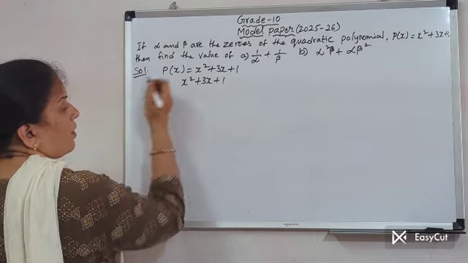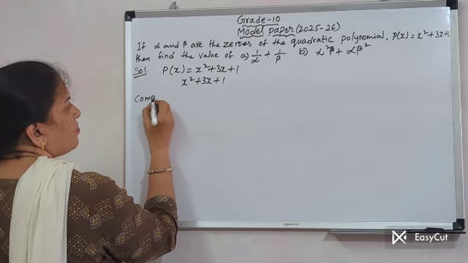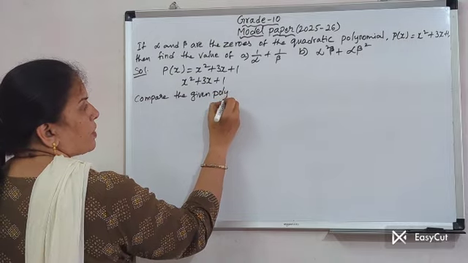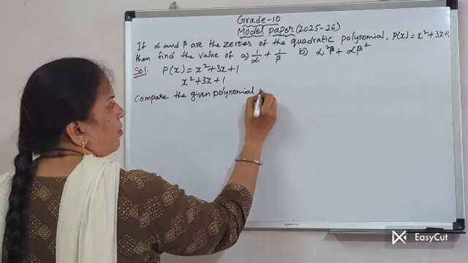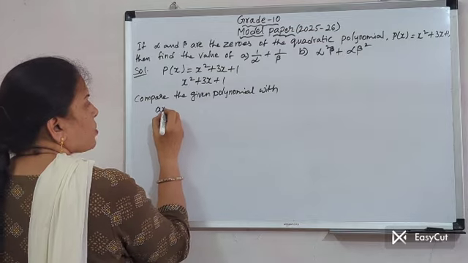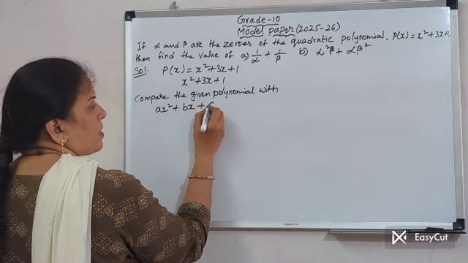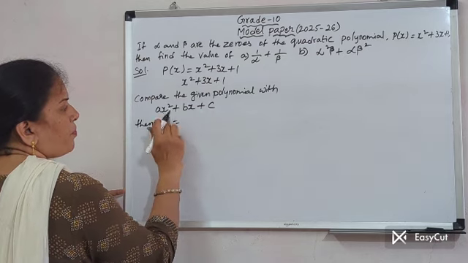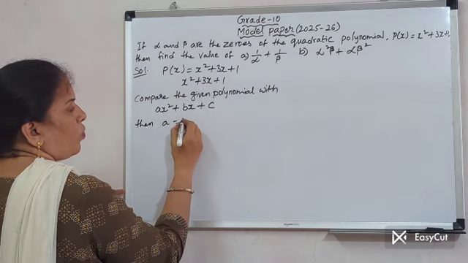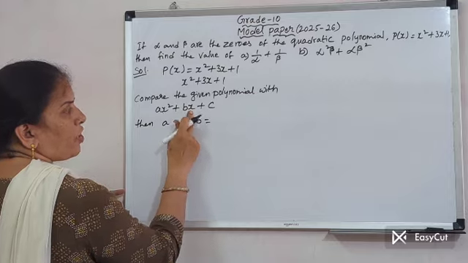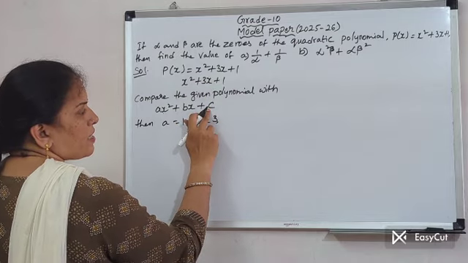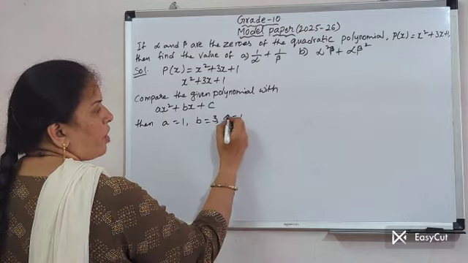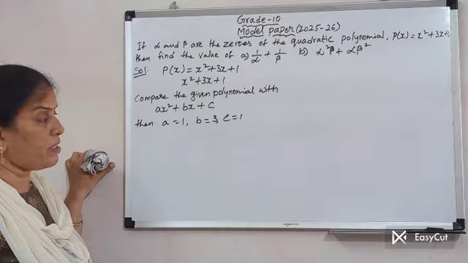Now compare the given polynomial with ax square plus bx plus c. Then a is equal to how much? The coefficient of x square. What is here? 1. b is equal to how much? The coefficient of x. What is there? 3. c is equal to how much? The constant term. How much? 1. So, we got the values a, b and c.